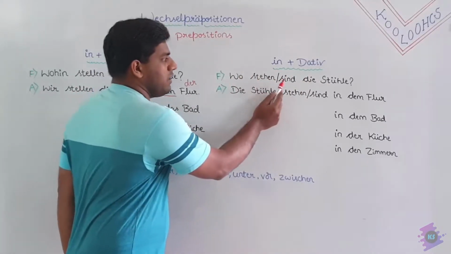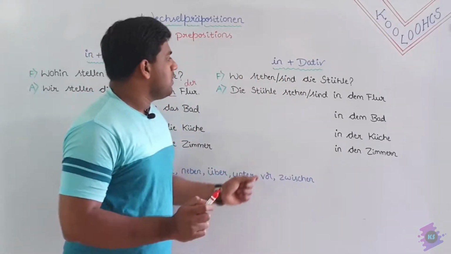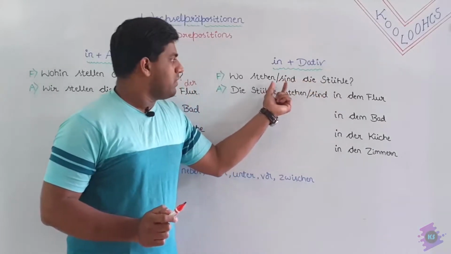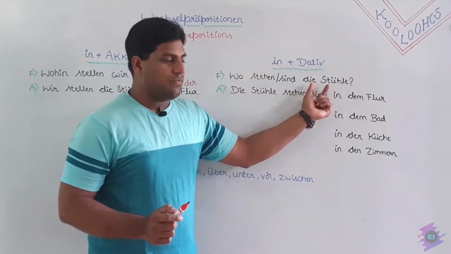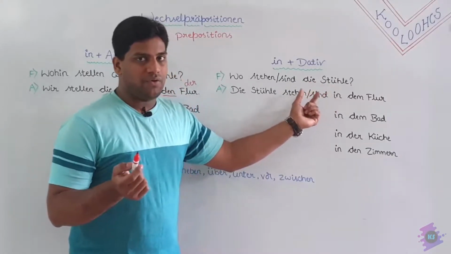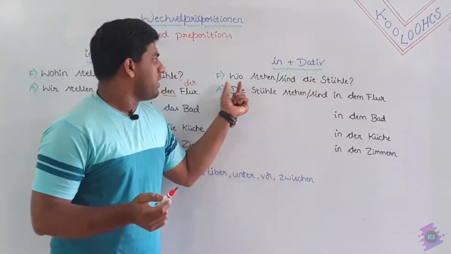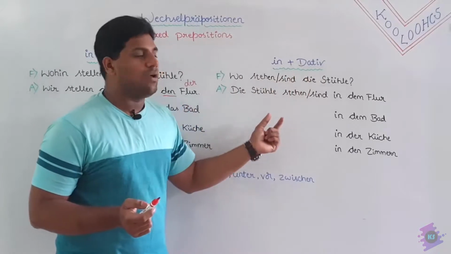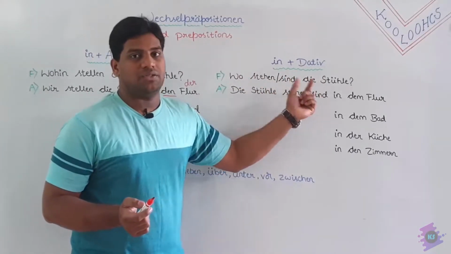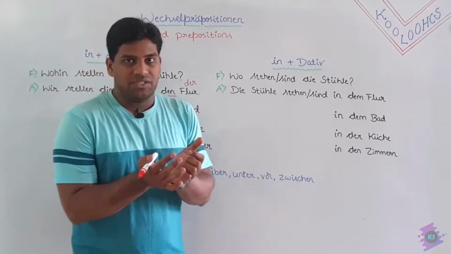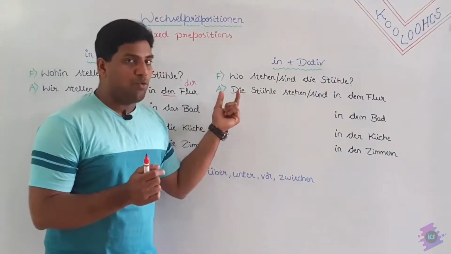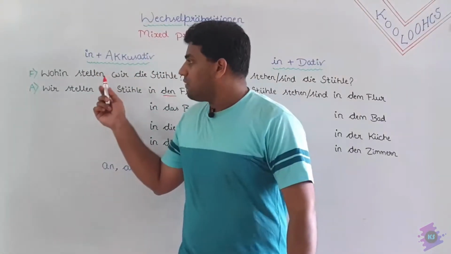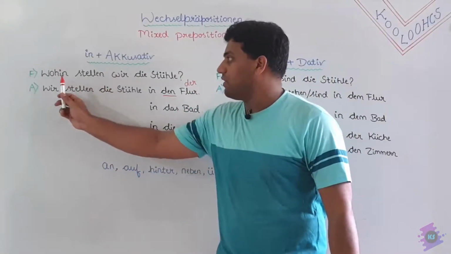Stehen is to stand, sind means are. Since this is plural, we are using sind and stehen. If there is singular, if you are using just der Stuhl, we can say wo steht der Stuhl or wo ist der Stuhl. So where is the chair? Where exactly it is. This doesn't involve a movement, whereas in accusative case there was a movement because it is wohin.